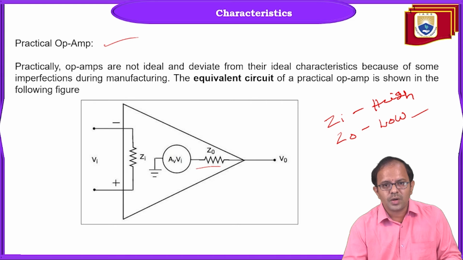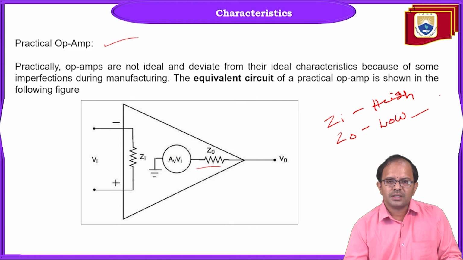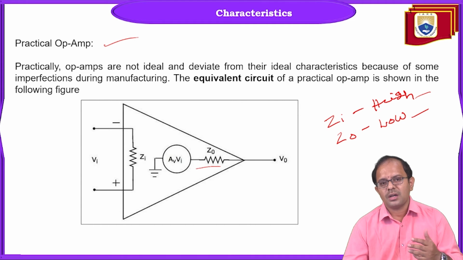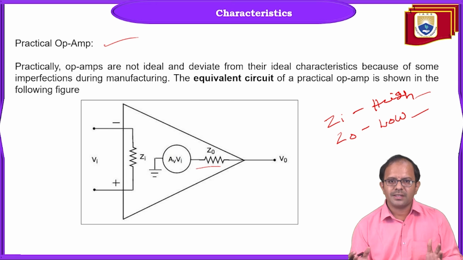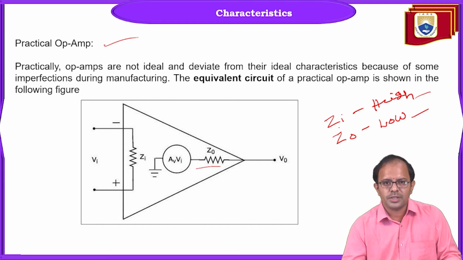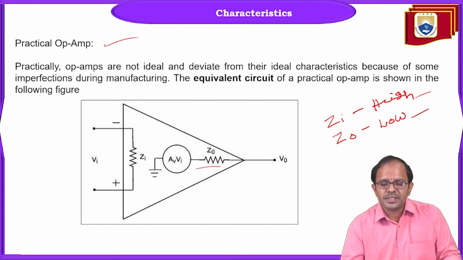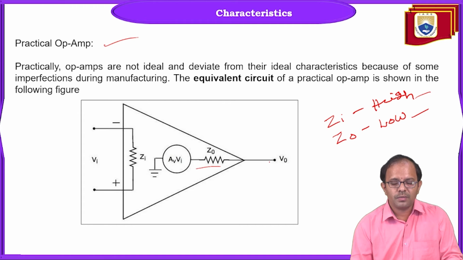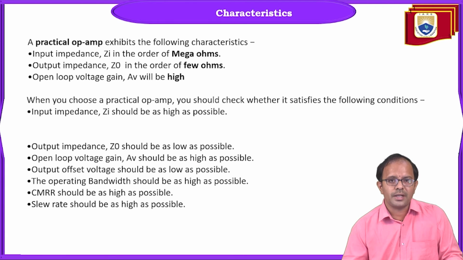This low is to achieve impedance matching with the external circuit, and this high is required whenever we are applying some external signal to the operational amplifier, in order to protect our complete circuit. So input impedance should be as high as possible and output impedance should be as low as possible in order to meet the impedance matching criteria, right? So this is what we can say is the practical operational amplifier.